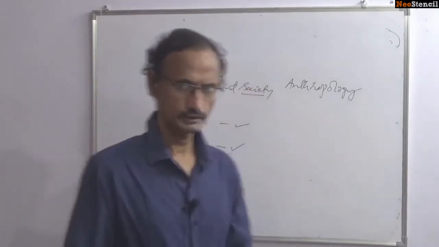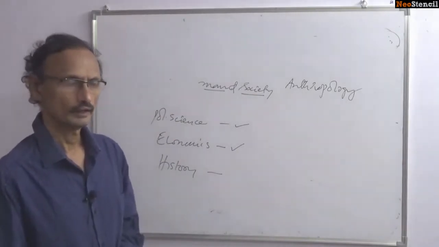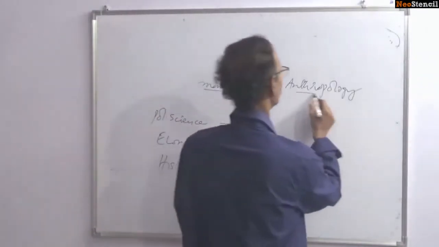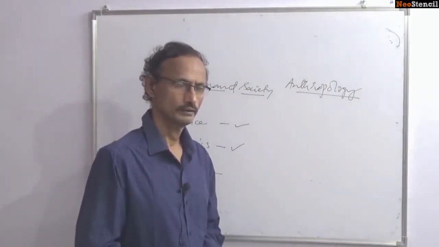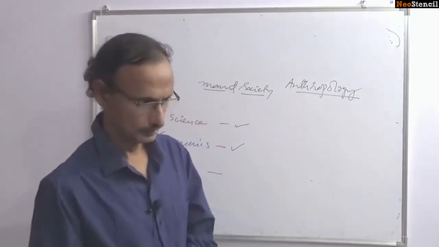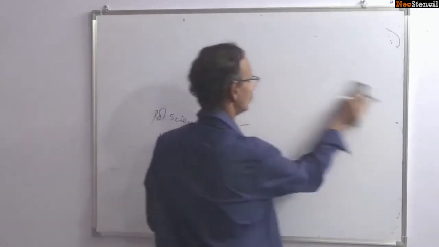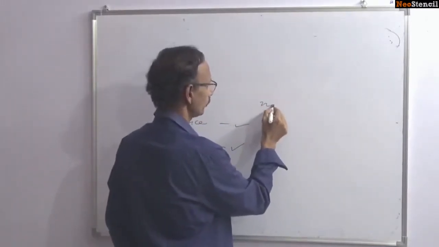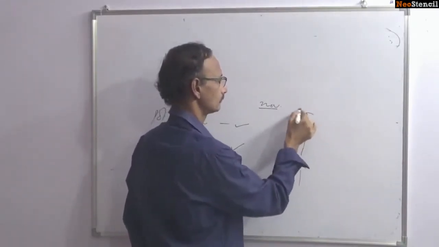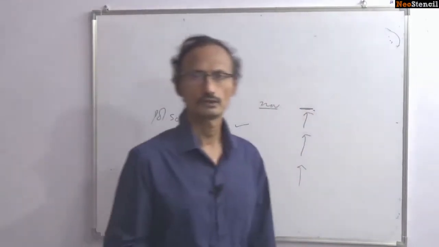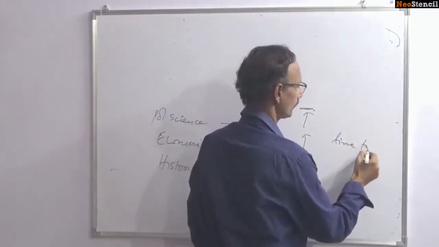History's method is somewhat different from political science and economics, and the method of history is closer to the method of anthropology. So let us spend a little more time on history. What does history do? To study the society now, it goes back, it starts somewhere else. So what does history do? It wants the reader to time travel.